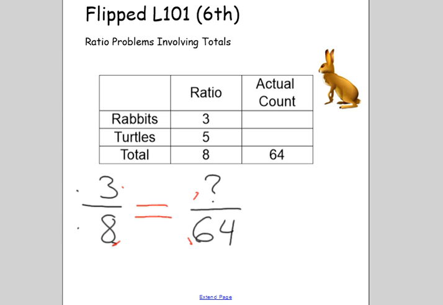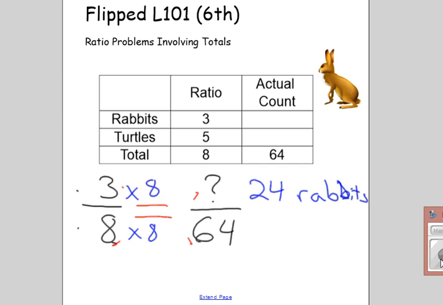We know that 8 times 8 equals 64. Since those 2 are connected, we can also say that 3 times 8 is going to give us 24 rabbits. From here, we can do a number of different steps to figure out how many turtles we actually have. We can take our total of 64 and subtract our 24 rabbits, and that should give us a total of 40 turtles.